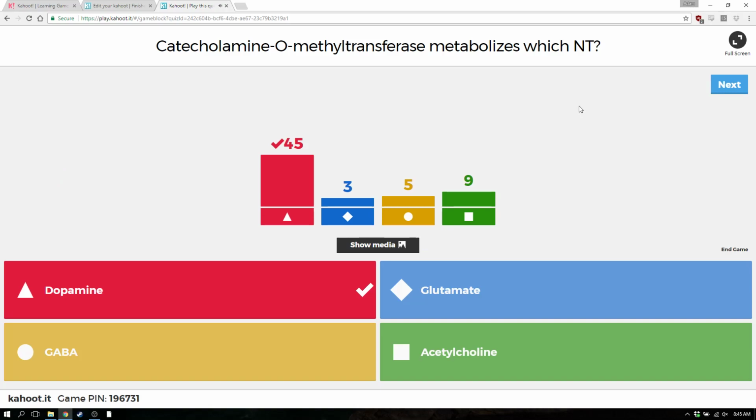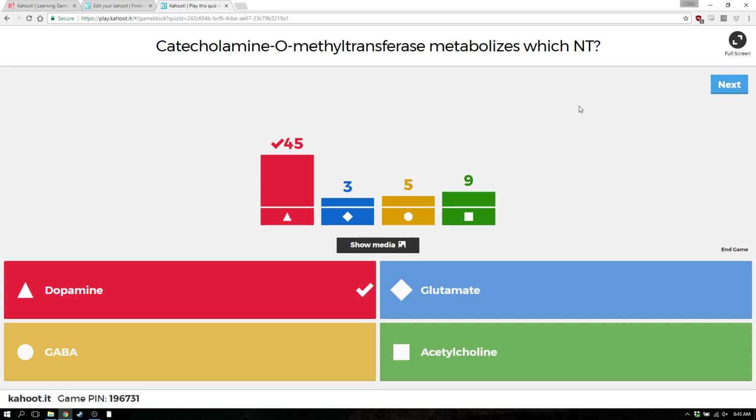All right. Yes. Dopamine is the correct answer here, right? So remember, it's catecholamine O-methyltransferase, or COMT. What was the other enzyme? MAO, monoamine oxidase, is also really important for metabolizing things like dopamine. What else does it metabolize?